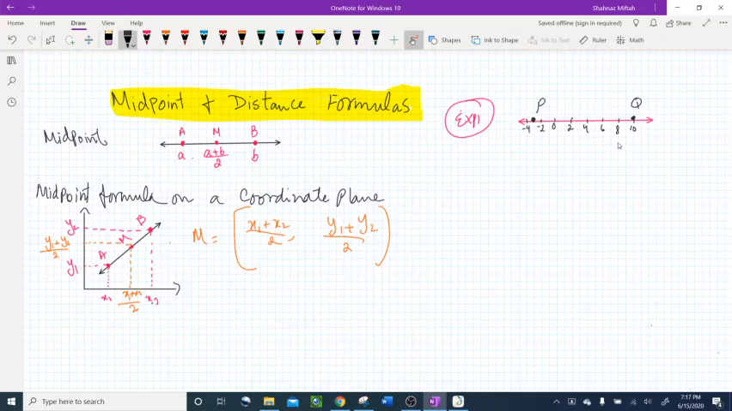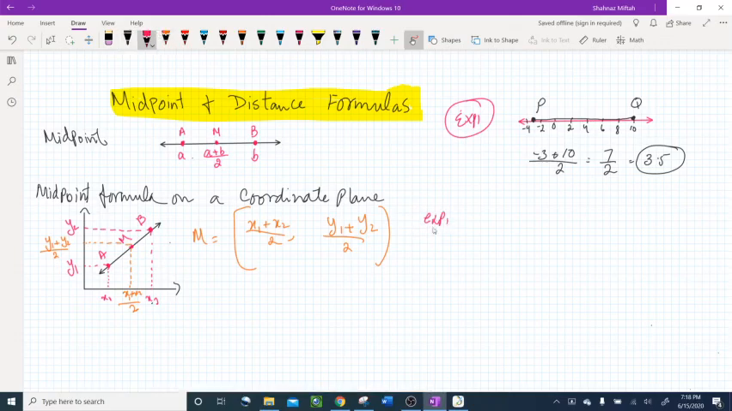Now the question is asking, find the midpoint of the segment PQ. That's my segment. I'm just going to draw a black line on top of this. I'm looking for the midpoint. Since we have this formula for the number line, I have -3 plus 10 divided by 2. 10 minus 3 gives me 7 over 2. You simplify, it's going to be 3.5. So your midpoint is 3.5.